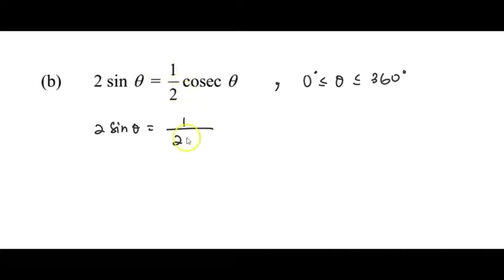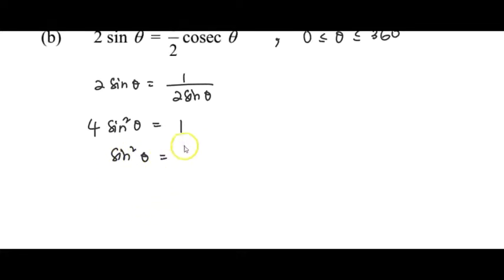The 1 over 2 is from here, and the cosecant theta is 1 over sine theta, and both sides multiplied by 2 sine theta. I will have 4 sine square theta at the left side, and the right side I just got 1. And after that, I'm trying to solve for sine theta. Alright, and this is equal to 1 over 4. Sine theta will be positive negative 1 over 2.